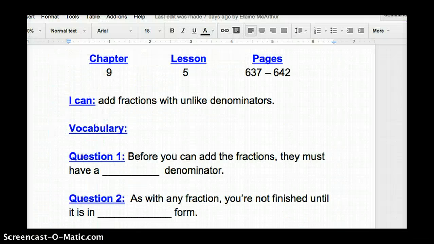All right, go ahead and answer these questions in the form. And remember, question 2 might not have said it directly in the video, but think about what we always do with fractions. What form do we always put them in?